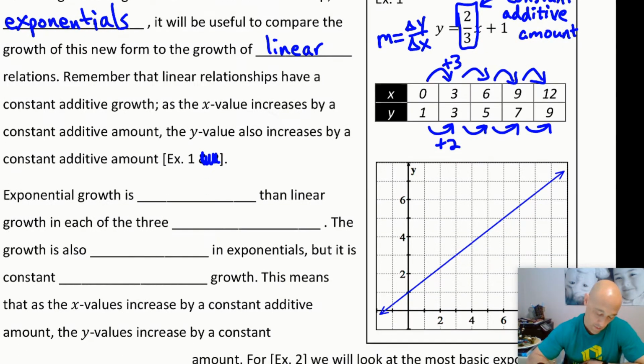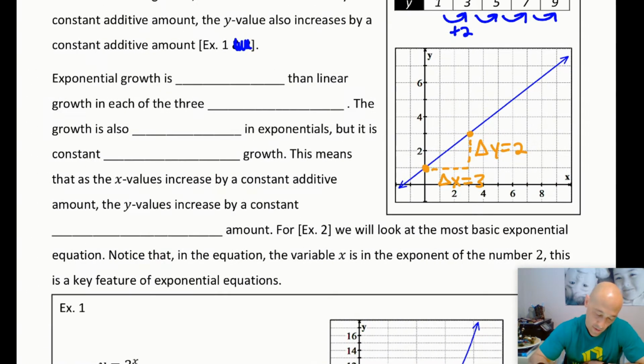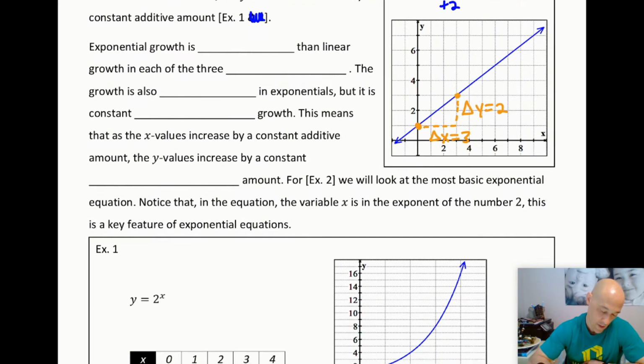So that's linear growth. And in our graph, we can see that when we go from this point to this point, we go to the right 3 units, so our delta x is 3, and we go up 2 units, so our delta y is 2. And so that matches up with what we see in our table and our graph. So that's linear growth. Okay?